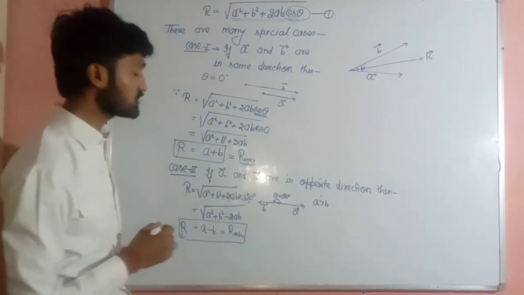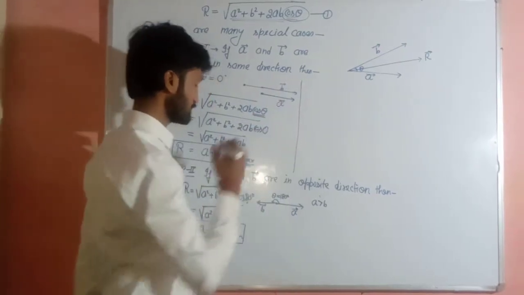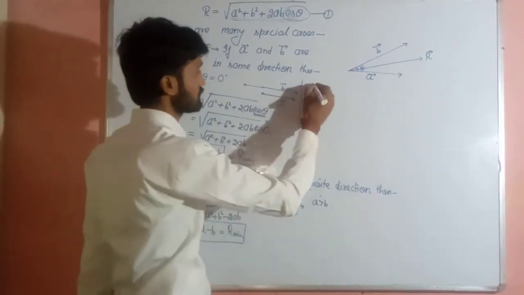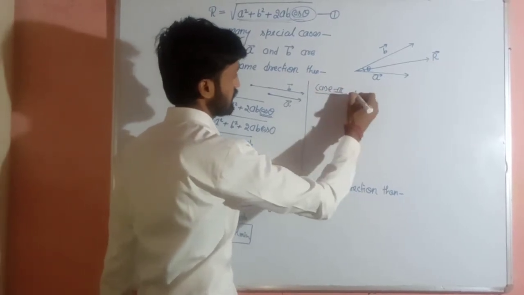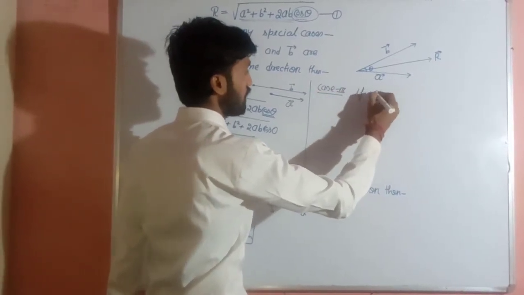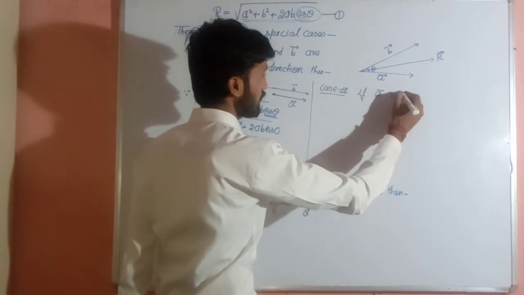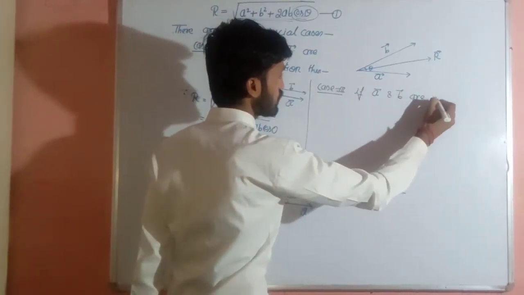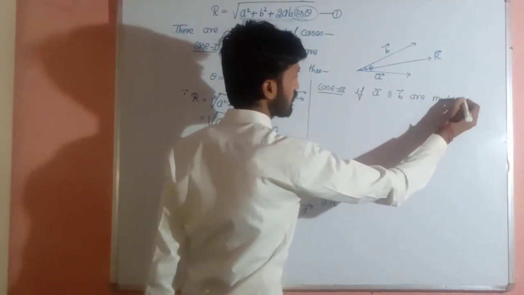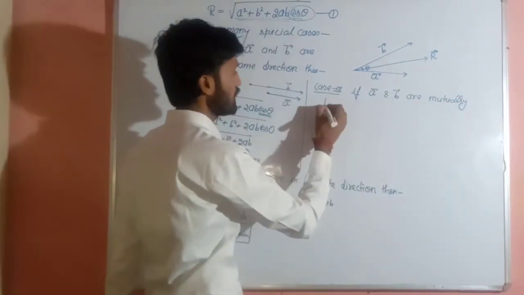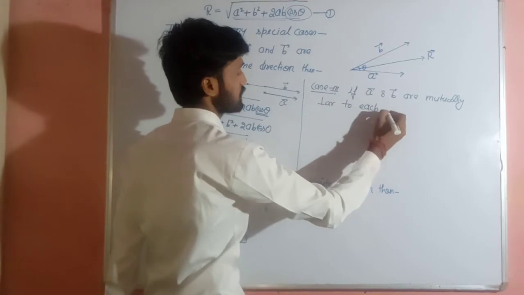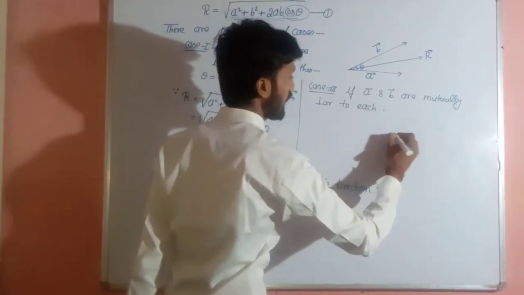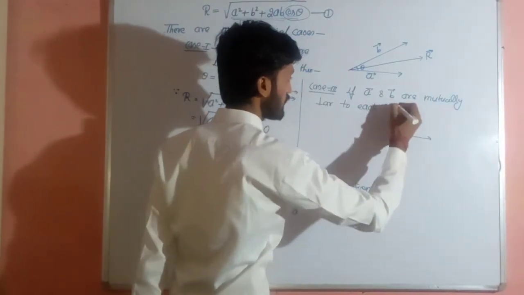Now the next point is, if vector A and vector B are mutually perpendicular to each other, like that, vector A is this and vector B is this.